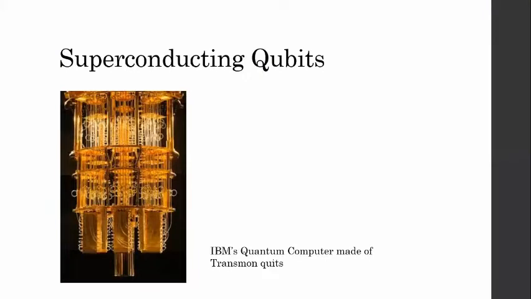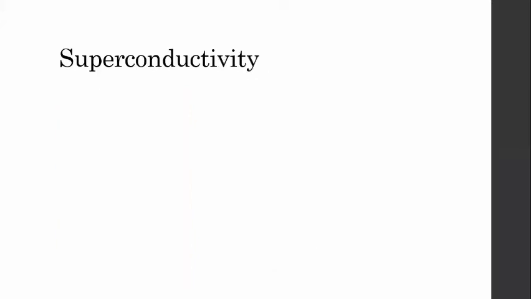Transmon Qubits, a flavor of superconducting qubits, utilize the phenomena of superconductivity and quantum electrodynamics. They are one of the most promising candidates in the race to make a fault-tolerant quantum computer and are used by IBM and Google as the building blocks of their model. First, let's start with superconductivity.